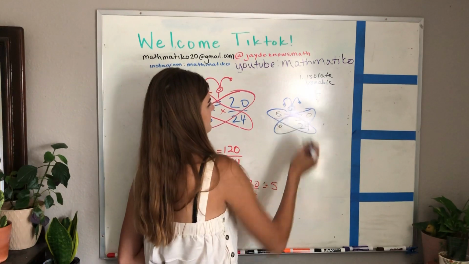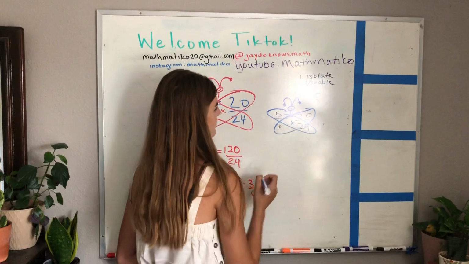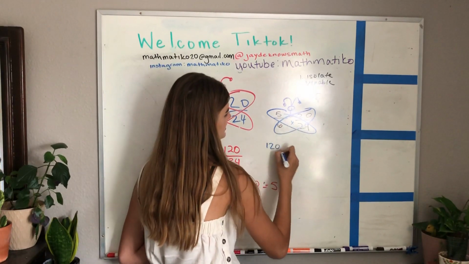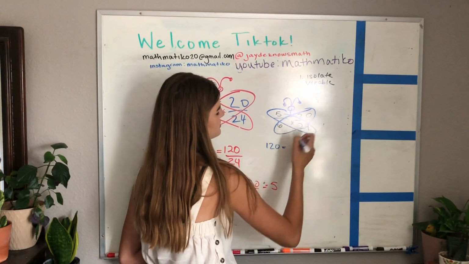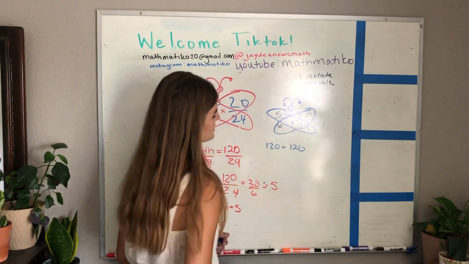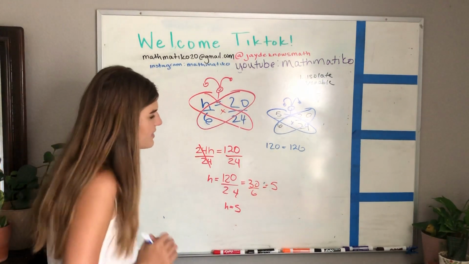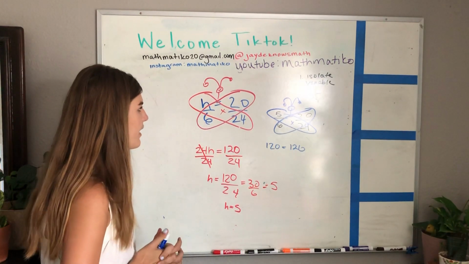I'd draw the butterfly because I think it's fun. Okay, 5 times 24, that will be 120. 6 times 20 is also 120. Does 120 equal 120? I would say it does. So we know we did this right.